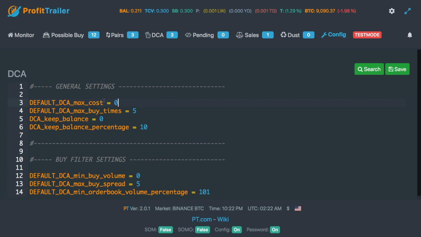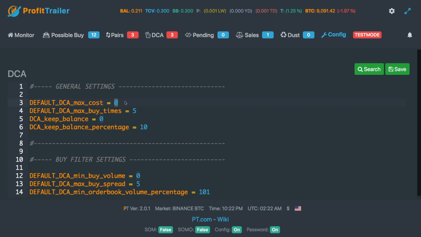So if you have a coin that enters your DCA and you have it set to max buy times of 5 like I do, so it'll buy up to 5 times in DCA, then your max cost should be of a sufficient level to cover all 5 buys. This isn't the same as initial cost in pairs. Instead, this is going to be the total amount of your base currency that you want to allow the bot to use to DCA per coin. It's not the total outright, it's total per coin.